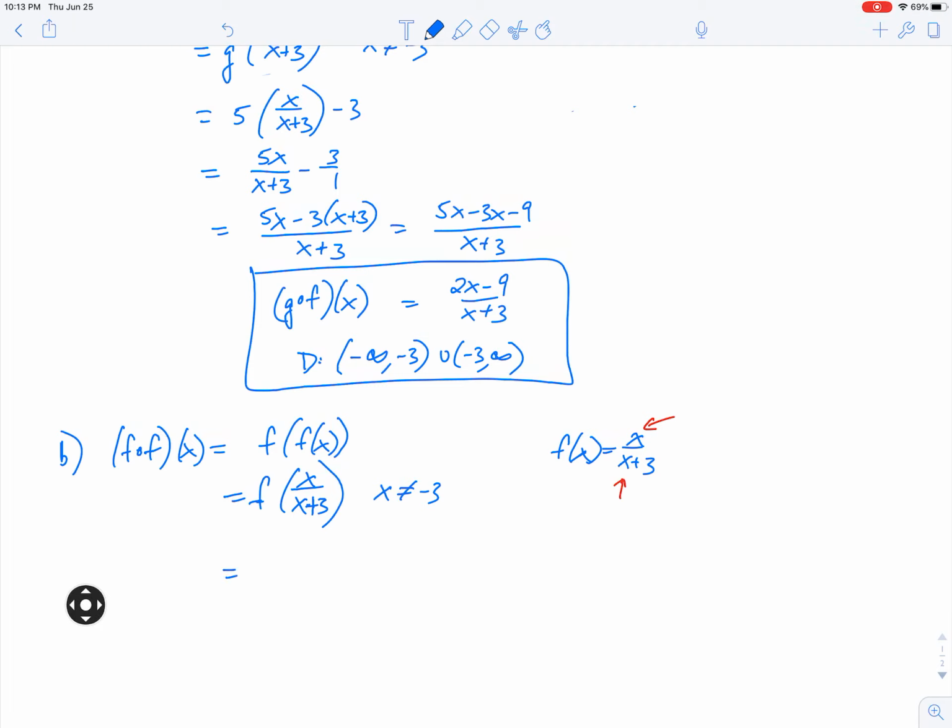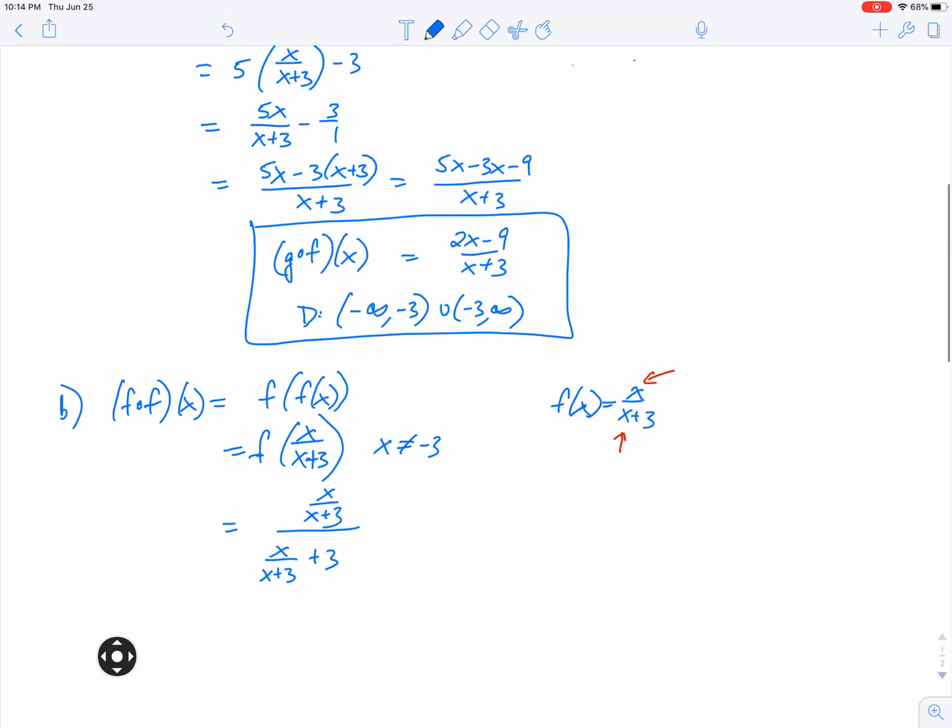So this becomes x over x plus 3. That's the top part right there. And then x over x plus 3 plus 3. And now we have to be careful with the domain. The reason is we've already said that x cannot be negative 3, but notice what happened. Now we have this expression in the denominator, and we have to make sure that it's not equal to 0.